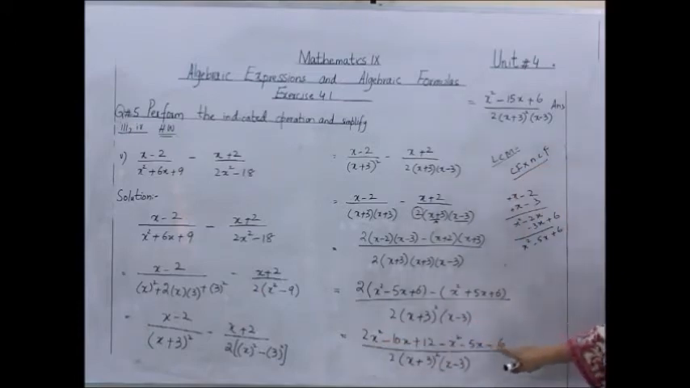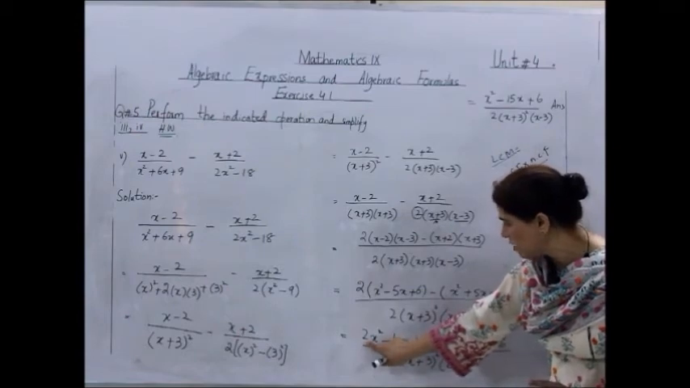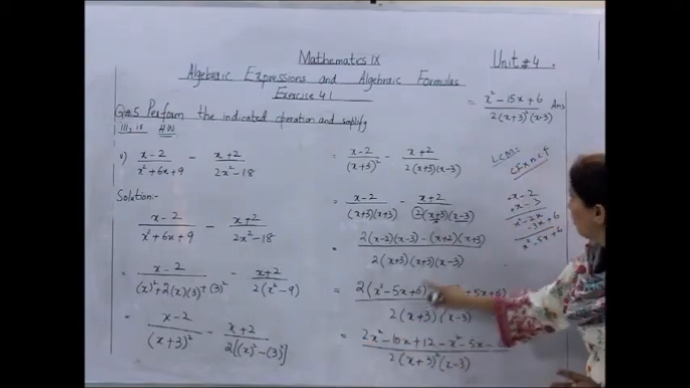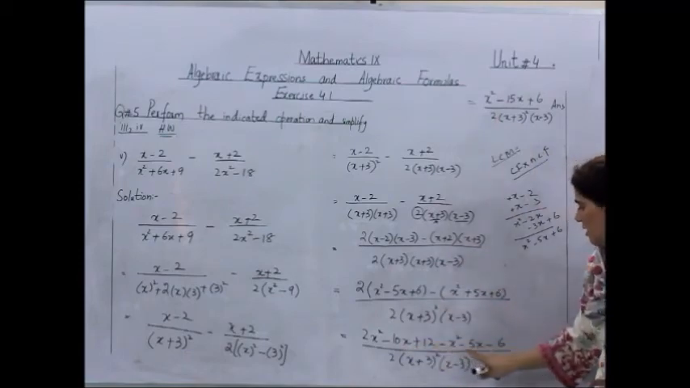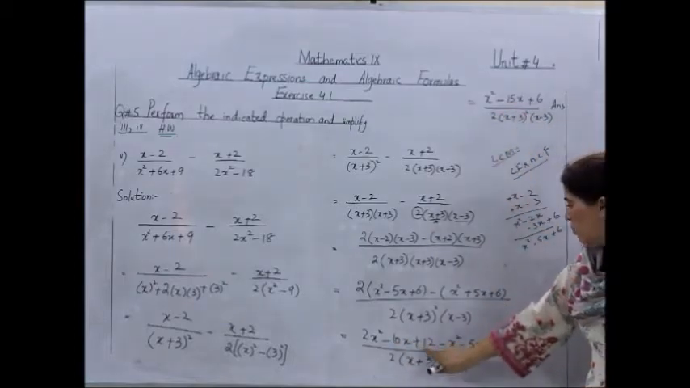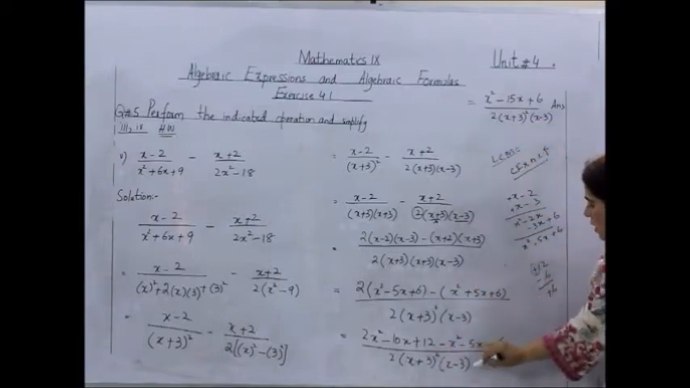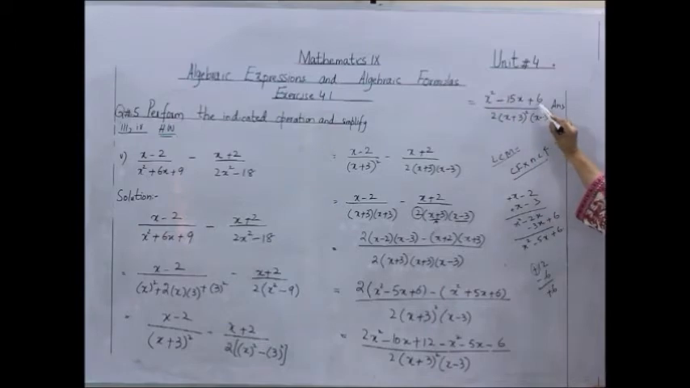Okay, now like terms will be solved. 2x square minus x square, when you subtract, you will get x square. Minus 10x minus 5x gives minus 15x. Plus 12 minus 6 will become plus 6, since the sign of the greater number is plus, and you have the same denominator. So x square minus 15x plus 6 divided by (2x plus 3) whole square, x minus 3 is your answer.